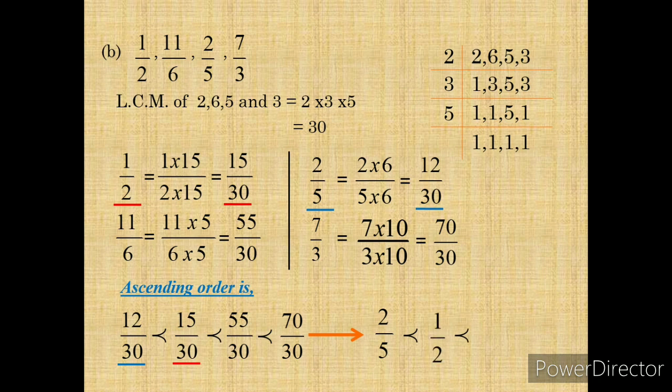नेक्स्ट क्या है? 55/30. वेयर इज़ 55/30? हेयर इट इज़. ये किसको सॉल्व करके आया? 11/6. सो हेयर आई गेट 11/6. लास्ट इज 70/30 एंड ये किसको सॉल्व करके आया? 7/3. सो माई आंसर हेयर इज 7/3 विच इज़ माई कंप्लीट आंसर ओवर हेयर.